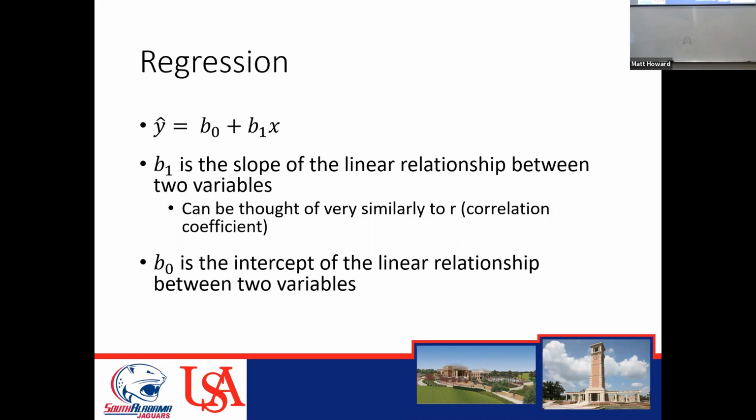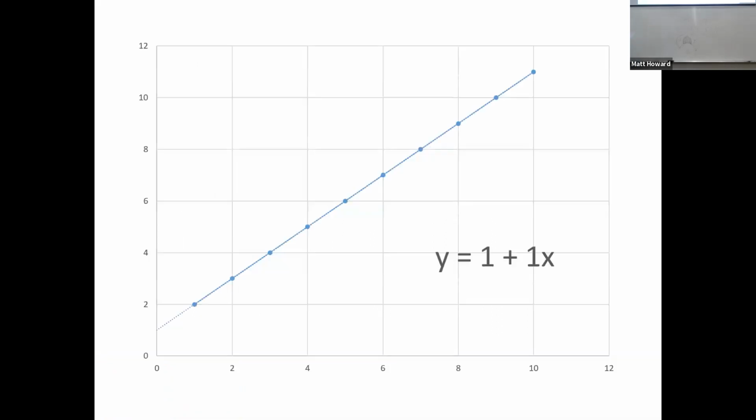On the other hand, beta naught is the intercept of the linear relationship between the two variables. Once again, this is just the equation for a line, because we're looking at the linear relationship between x and the predicted values of y. So beta naught is the intercept, beta 1 is the slope. So what does this mean in practice? I think the next slide is what I was thinking was coming up. Yeah, there we go. This is a visual illustration of that regression equation right here.